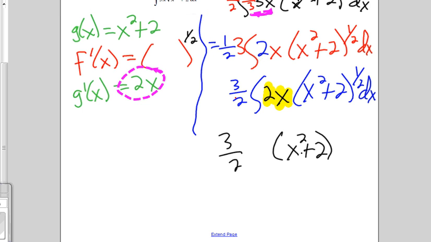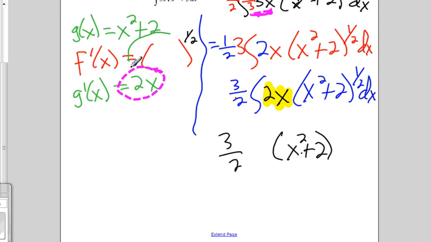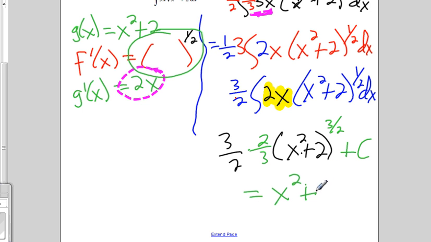We said my outside function was right here, something to the 1/2 power, so let's take the antiderivative of that. Add 1 to it, gives me 3/2, then divide by 3/2, which is the same as multiplying by 2/3. Those will cancel out. And at the end, do plus c. So all that work just to get me to x squared plus 2 to the 3/2 plus c. But that's how we use patterns to solve these.